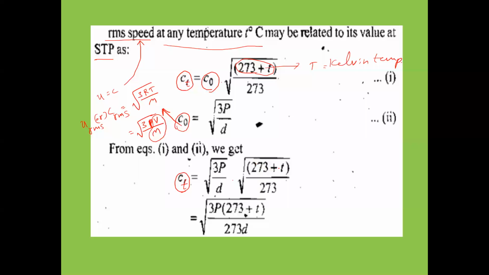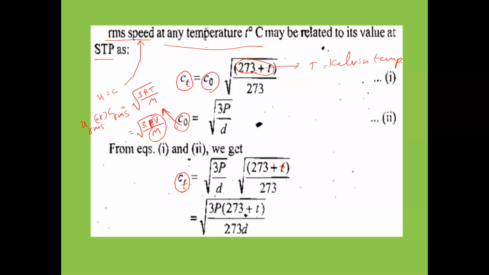So like this value, how much now? 273 plus small t is what? It is capital T. Capital T means what now here? It is absolute temperature. So absolute temperature by 273. Okay, so we get what now here? The CT value is equal to under root 3P of (273 plus t) divided by 273D.